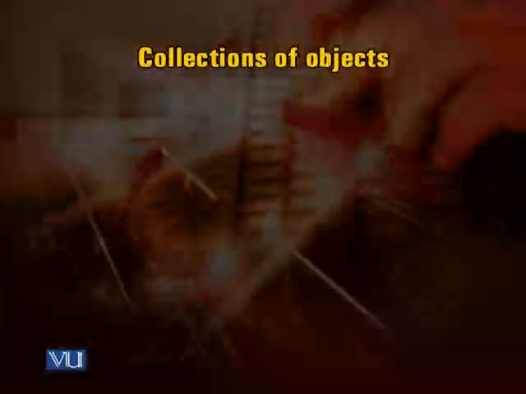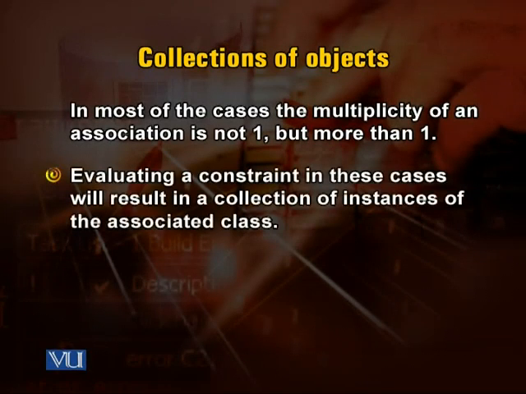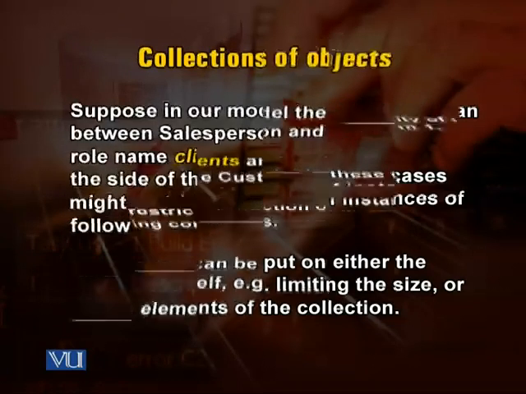Then we have collection of objects. In most of the cases, the multiplicity of an association is not 1, but more than 1. So evaluating a constraint in these cases will result in a collection of instances of the associated class. Constraints can be put on either the collection itself, for example, limiting the size, or on the elements of the collection. So here is an example.